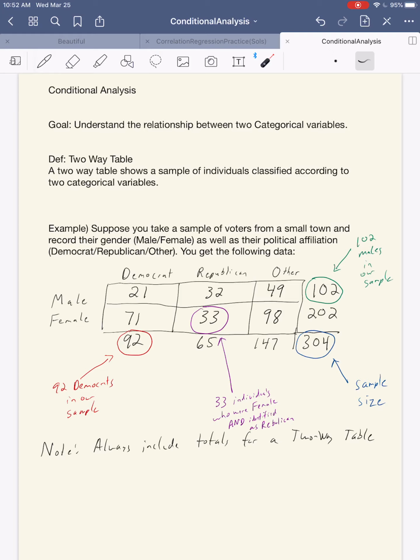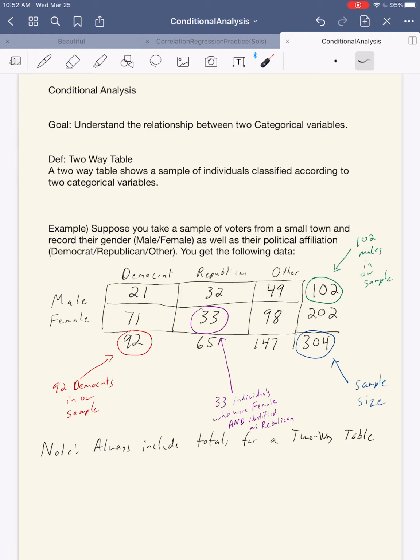So that helps you understand what these components mean. The inside of the table, these values in here, represent individuals that have both of those traits. The row and column totals represent people who just have one trait, males here or just Democrats there. And the table total is your sample size. This is handy to understand what a two-way table is showing you.